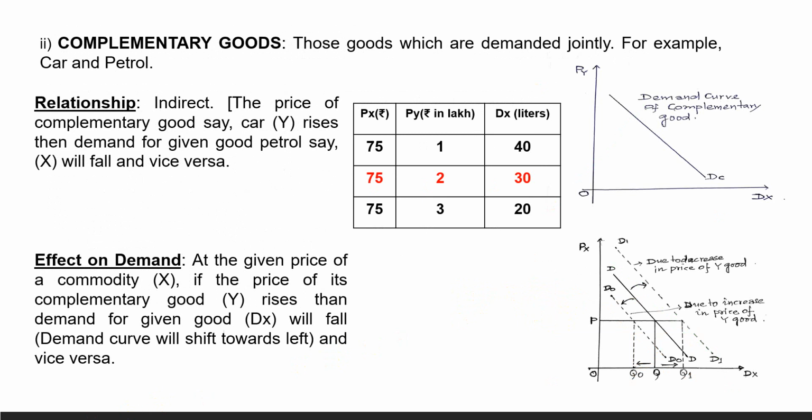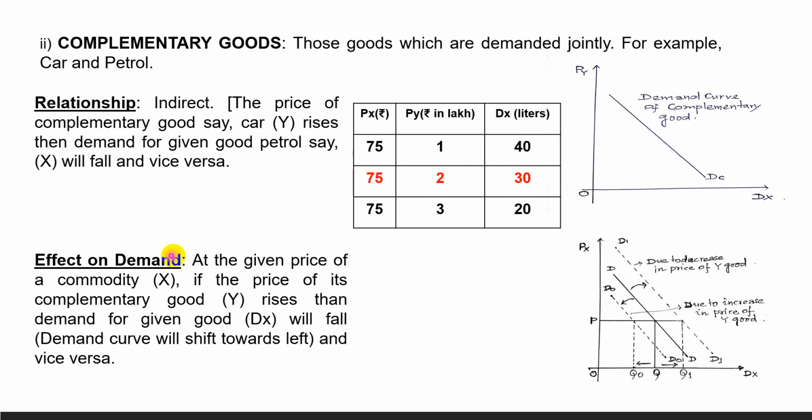Next is complementary good. Complementary goods are those goods which are demanded jointly, means together. For example, car and petrol, tea and sugar. How are they related? The complementary goods are indirectly related. That means when the price of a complementary good rises, the demand for the other good decreases. And when the price of a complementary good falls, at the given price of the other good, the demand for the other good increases. So they have inverse relationship.